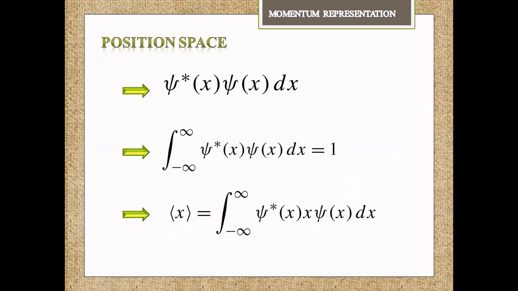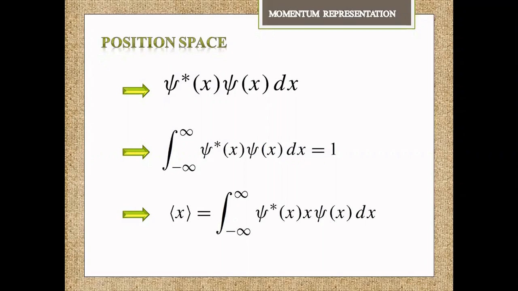Now let us review all these terms. I'm dealing in position space. Let psi of x be the wave function in position space. Then psi star x psi x dx is called the position probability density, the probability of the particle being at a given location, let's say between x and x plus dx. Now the integral from minus infinity to plus infinity of psi star x psi x dx equals 1. That is the total probability: the probability of the particle being in the entire space is equal to 1.